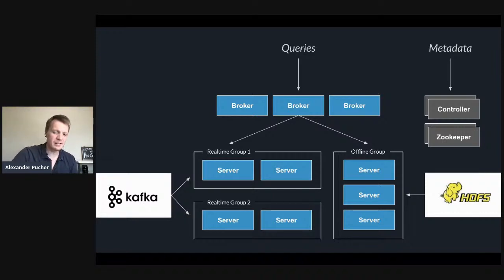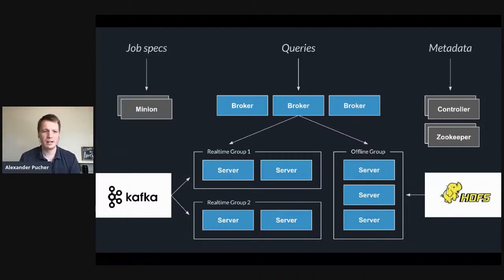And finally, this is also more of an offline aspect of the system. There's the so-called Minion server. The Minion server is mostly responsible for executing offline jobs, pretty much doing scheduled maintenance. In a way, these Minion servers process job specs, some of which are generated by the system automatically, like, for example, taking some of the real-time data that was generated, packaging and sealing these data segments, as we call them, and moving them to the deep store on the offline server group.